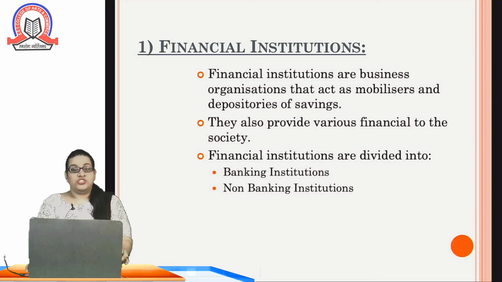Financial institutions are divided into two parts, banking institutions and non-banking institutions. Banking institutions means banks which provide us banking facilities like deposit of cash and withdrawal, and they provide us loans and different services. And non-banking institutions are other services like insurance companies, mutual funds, etc. So these are the financial institutions. It is the first component of financial system.